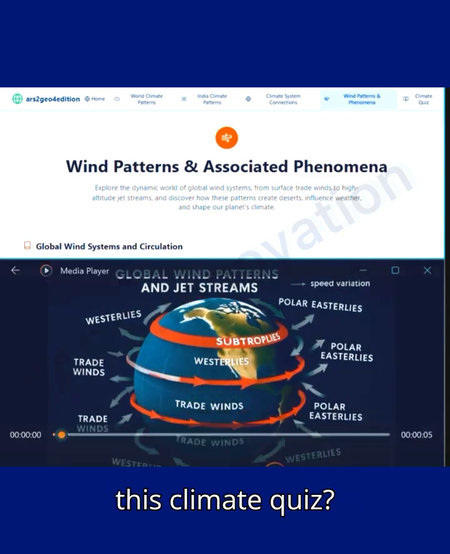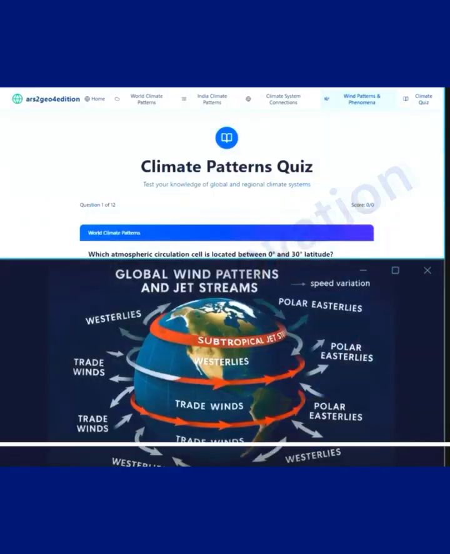Understanding this system is essential. I also request you to recollect everything we have studied. Shall we move on to this climate quiz?